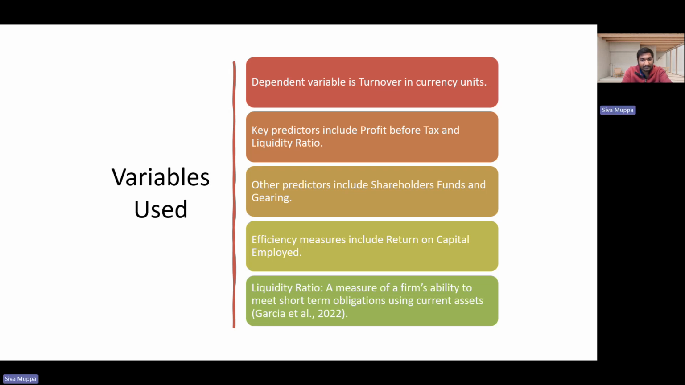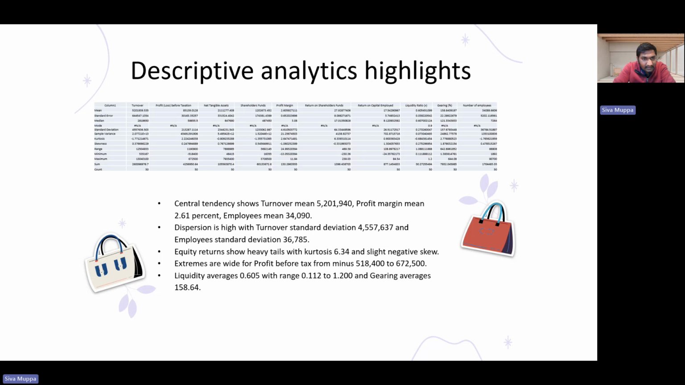Coming to the next slide, it's all about descriptive analytics highlights. Here we can see central tendency shows turnover mean 5201940, profit margin mean 2.61%, employees mean 34,090. Dispersion is high with turnover standard deviation 4,557,637 and employee standard deviation 36,785.